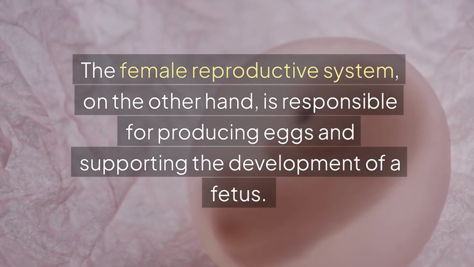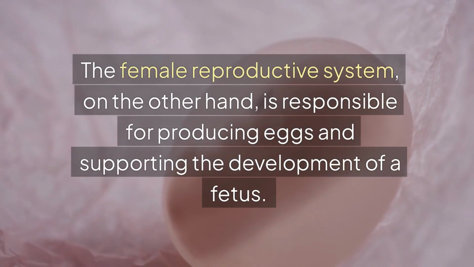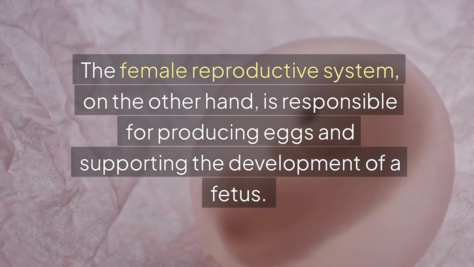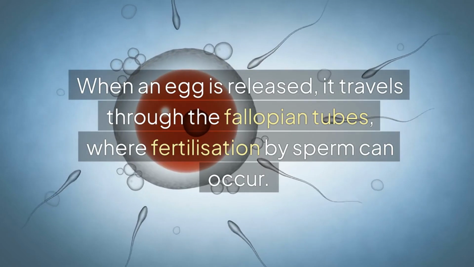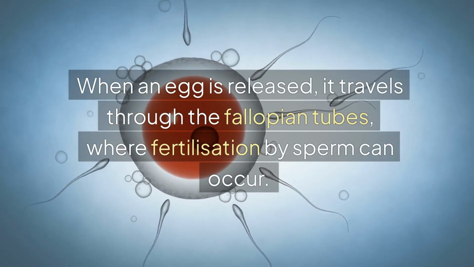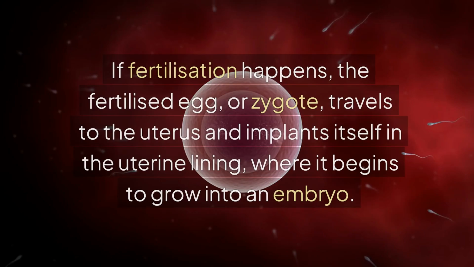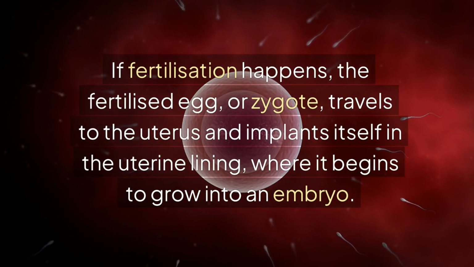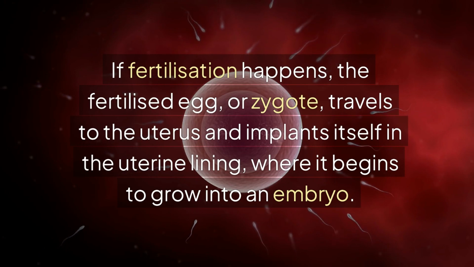The female reproductive system, on the other hand, is responsible for producing eggs and supporting the development of a fetus. The ovaries produce eggs and hormones. When an egg is released, it travels through the fallopian tubes, where fertilization by sperm can occur. If fertilization happens, the fertilized egg, or zygote, travels to the uterus and implants itself in the uterine lining, where it begins to grow into an embryo.